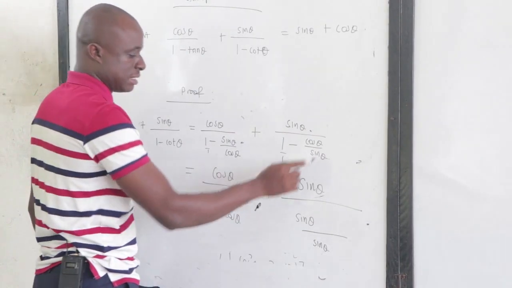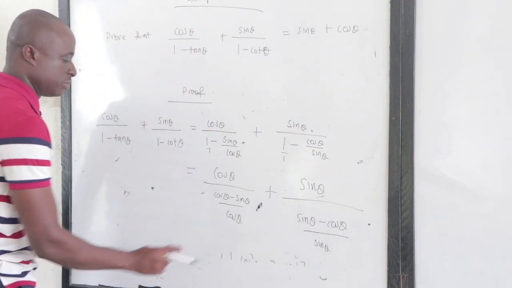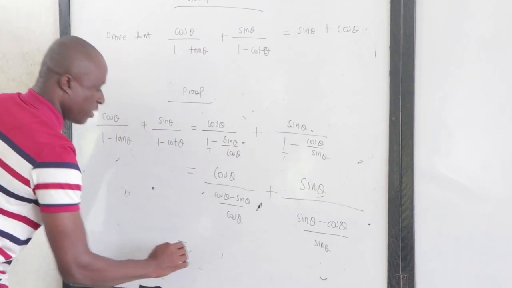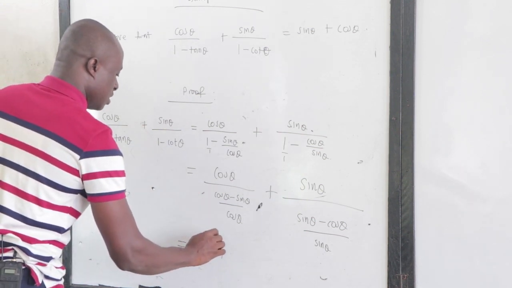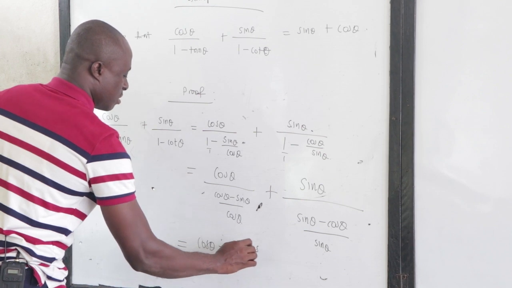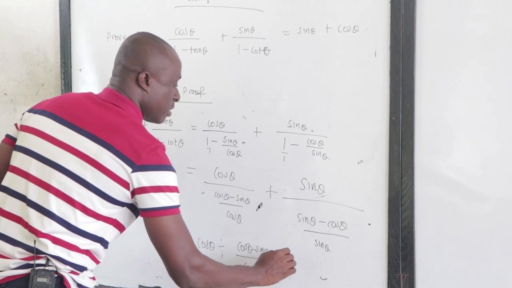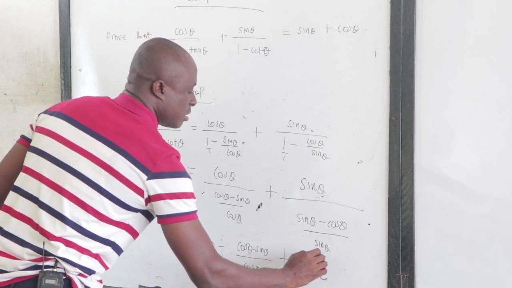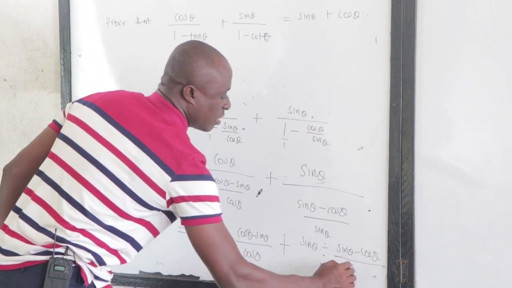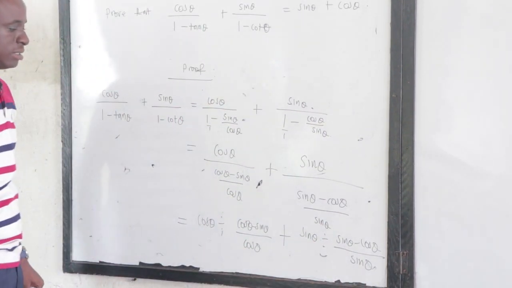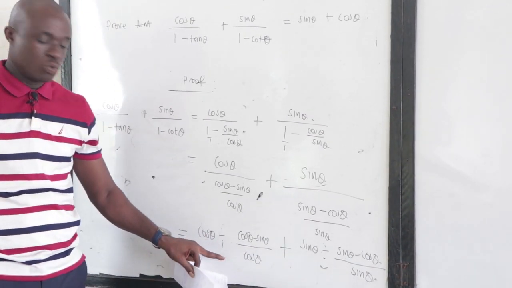Now let's see, sine theta will cancel sine theta. So minus cos theta. Now, you know that this is just the same as cos theta divided by cos theta minus sine theta all over cos theta, plus sine theta divided by sine theta minus cos theta all over sine theta. Now, if division is in, what can we do? Division will change to what?